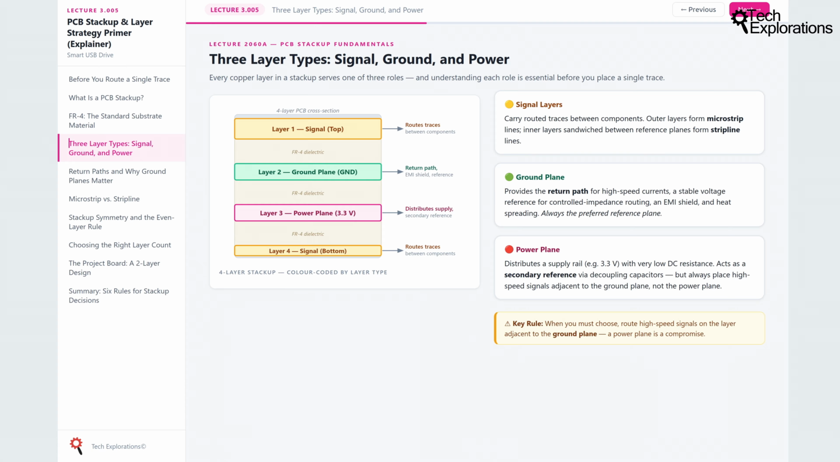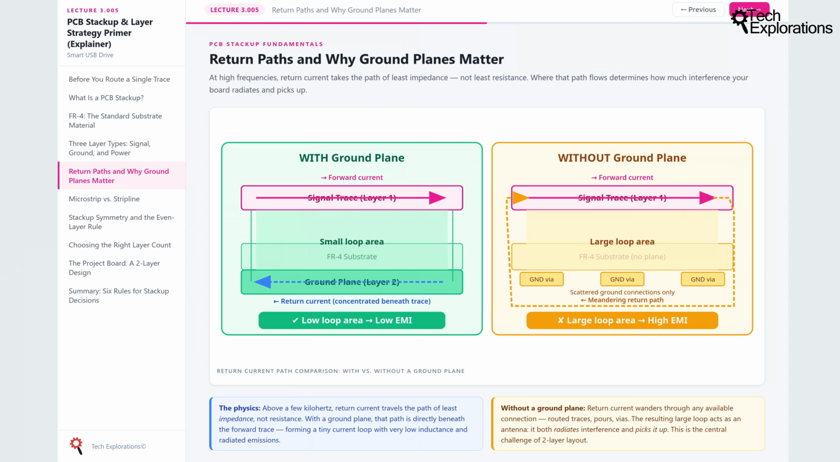However, a ground plane is always the preferred reference. A power plane is a compromise. When you must choose, put your high-speed signals on the layer that sits next to the ground plane, not the power plane. Here's a physical principle that makes ground planes so important.